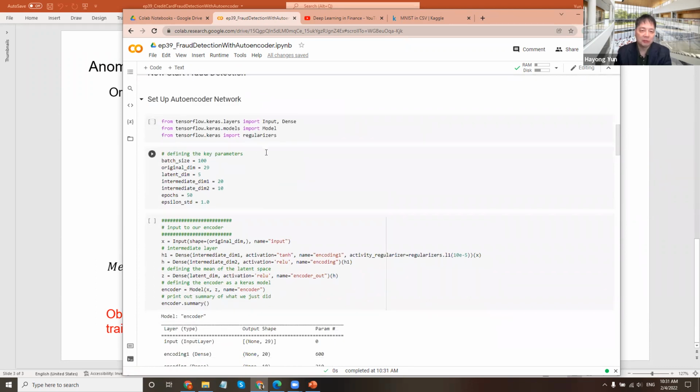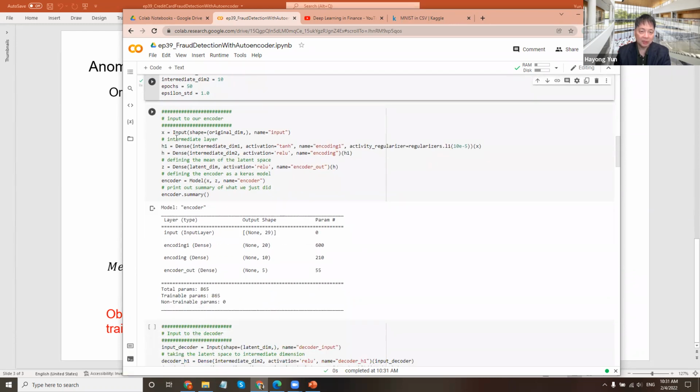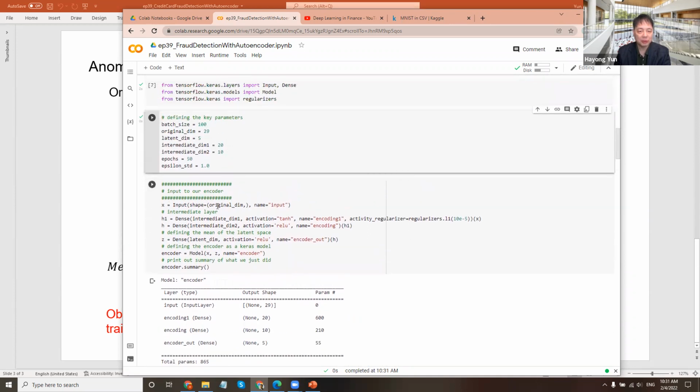Okay, so now let's start the fraud detection. We're going to use TensorFlow Keras neural networks, and here we're using a batch size of 100. The original dimension is 29, as we explained in the earlier episode. We're going to use a latent dimension of 5 instead of 2, and we have two intermediate layers, with 20 nodes and 10 nodes. Here is the functional API method of implementing the autoencoder. You get an input of the original dimension, 29 nodes, and then send that x to a hyperbolic tangent activation layer of dimension 20, then to dimension 10, and then to the latent dimension here, which is 5 nodes. So the bottleneck is 5 nodes.